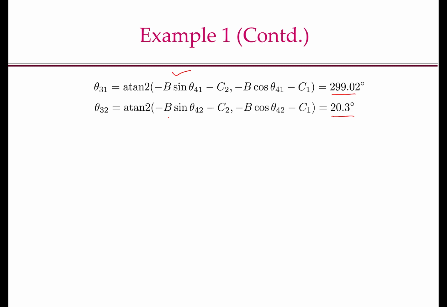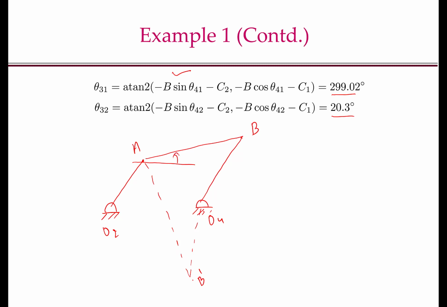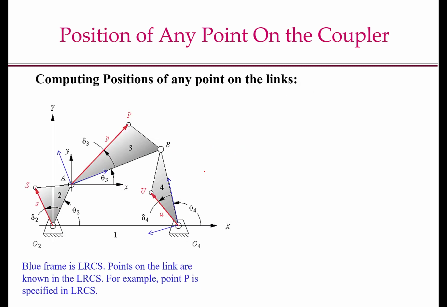So how do these two solutions look geometrically? What is the sketch of the two solutions? These two solutions will look as depicted in the picture here, where this is A, this is B, this is B prime, this is O2, O4. This angle is theta 3.2, this angle is theta 4.2, this angle is theta 3.1, and this angle is theta 4.1.